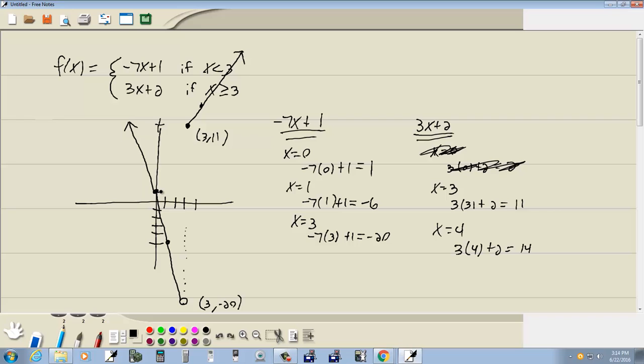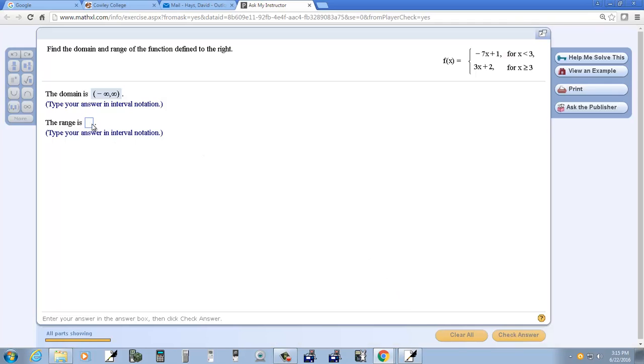Remember, your range is where your graph exists. The very lowest point of my graph is right here, which is negative 20 on my y-axis. And it's an open dot, which means it does not include it. So our range will be negative 20, comma, infinity. Now the parenthesis is because it doesn't include it, it's the open dot. So negative 20, comma, infinity.